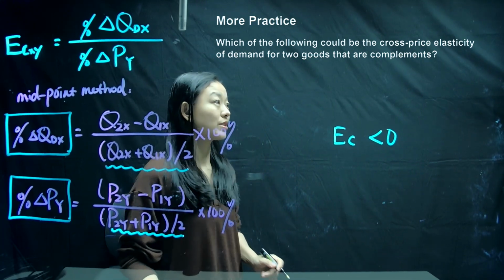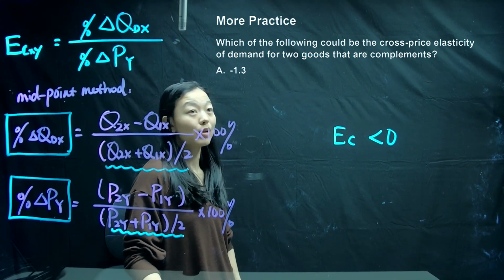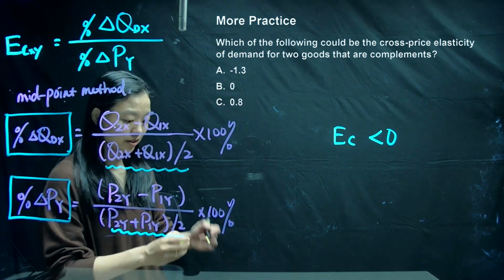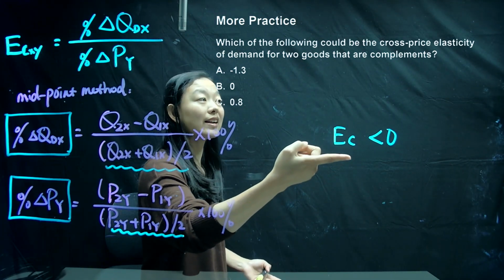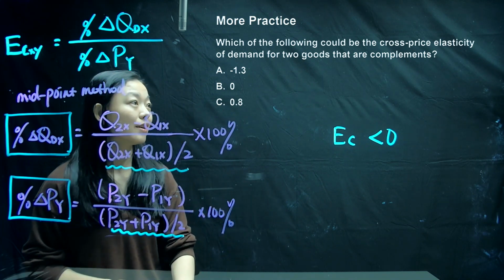So let's look at the options. A, negative 1.3, that should be the right answer. B, 0, no. C, positive 0.8. So only option A is correct because option A has a negative cross price elasticity, which means these two goods are complements. Understand?